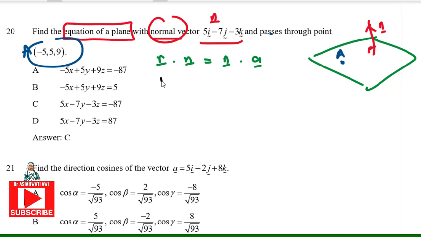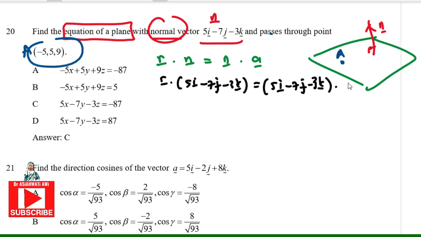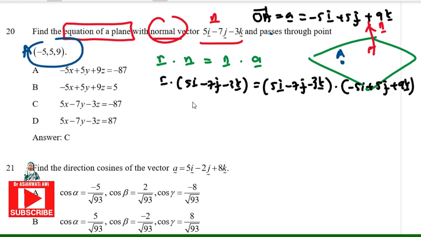R dot 5i minus 7j minus 3k is equal to 5i minus 7j minus 3k dot A. From the point, change to the position vector OA. A is equal to 95i plus 5j plus 9k. Then this one is given in Cartesian equation.